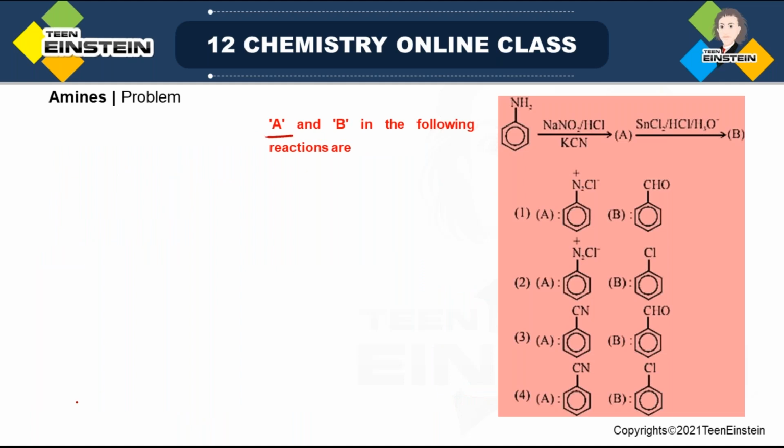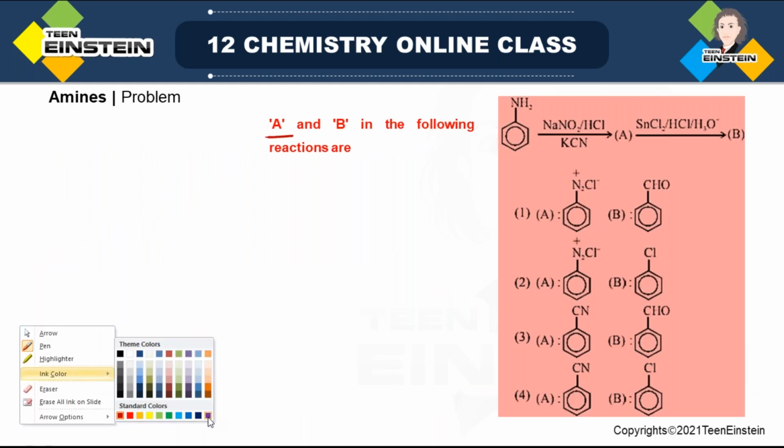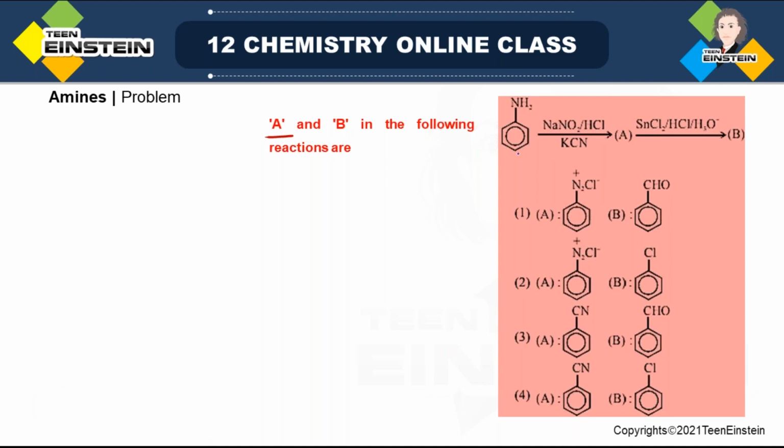Next question, A and B, you have to find in this following reaction. So the starting material is aniline. What reagent are you using? You are using NaNO2/HCl, and we know this is the diazotization reagent, because these two reagents together produce HNO2, nitrous acid, and in presence of HNO2, the aniline is converted to diazonium salt. But remember, in this single arrow, there is another reagent which is KCN. That means once it is N2+ Cl-, in presence of KCN, it will be replaced by CN.